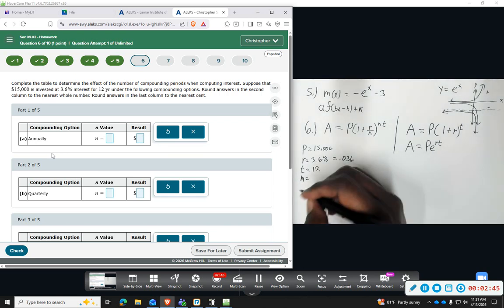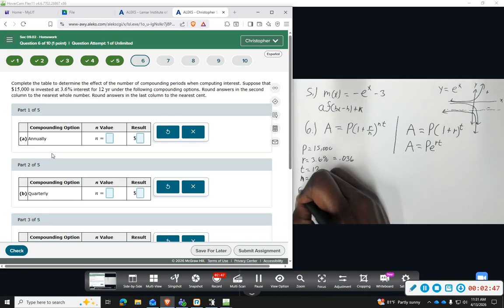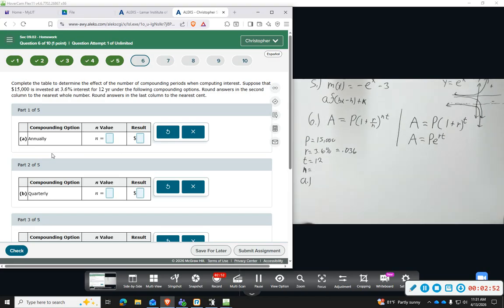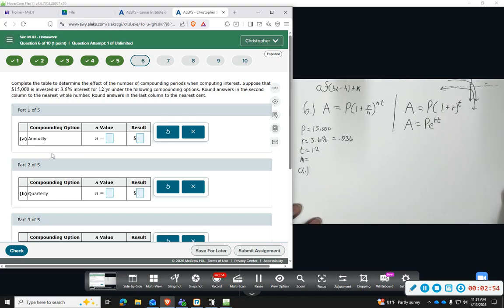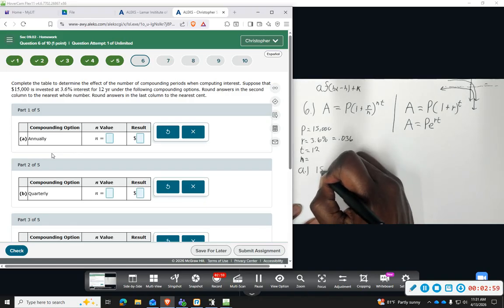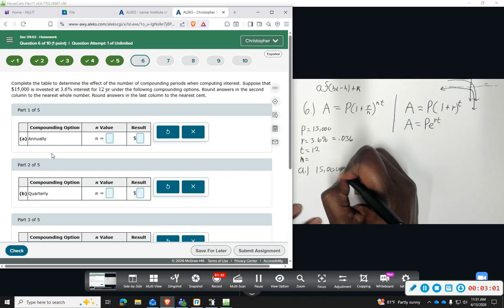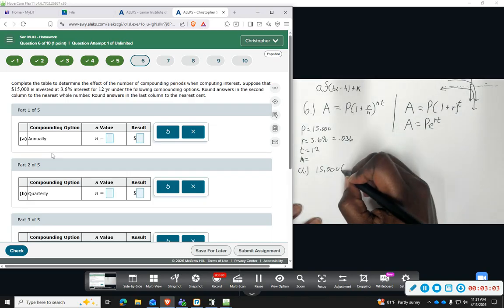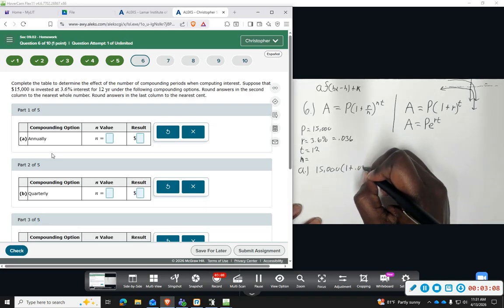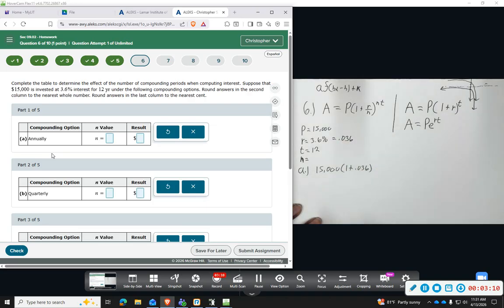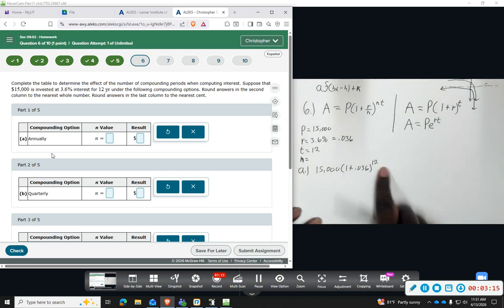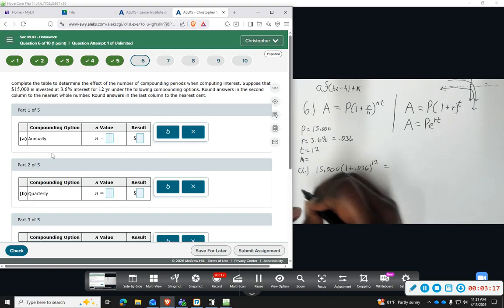So part A, I'm going to write the formula down and then we'll plug it in the calculator. So I might just go ahead and try to write them all down. So A is going to be the 15,000 using this formula times 1 plus interest rate 0.036. If you don't convert that to a decimal, it will come out wrong, and then we're raising it to the 12th power. So that is A. We'll get our answer.